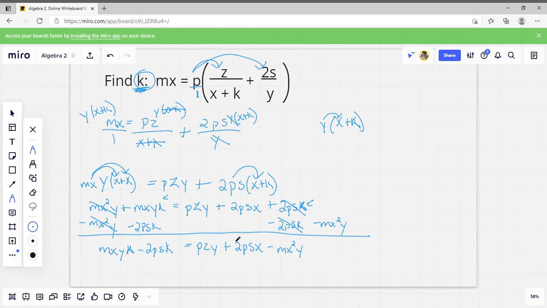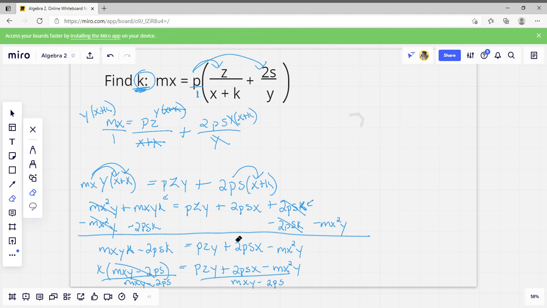Alright, now I have to factor out my k. So k times mxy minus 2ps equals pzy plus 2psx minus mx squared y. And now I just divide by mxy minus 2ps on both sides. These cancel, and there's my answer.